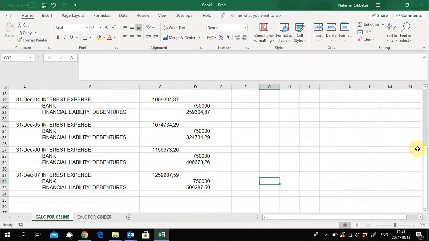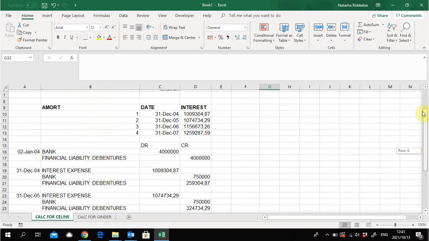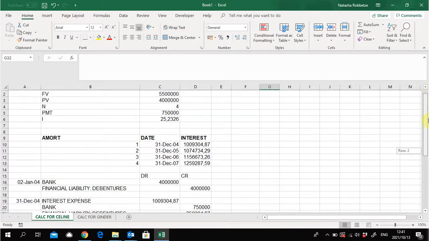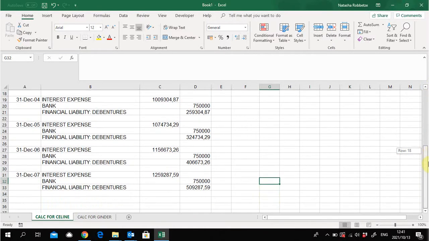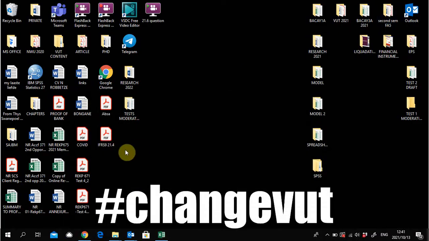Right, so these would be the entries that are required for the Celine part of the question, or the Celine perspective, I'd say. But then for Grindr, it's going to be a different perspective. So let's explore that. I've now closed my question, so let me just open it again.